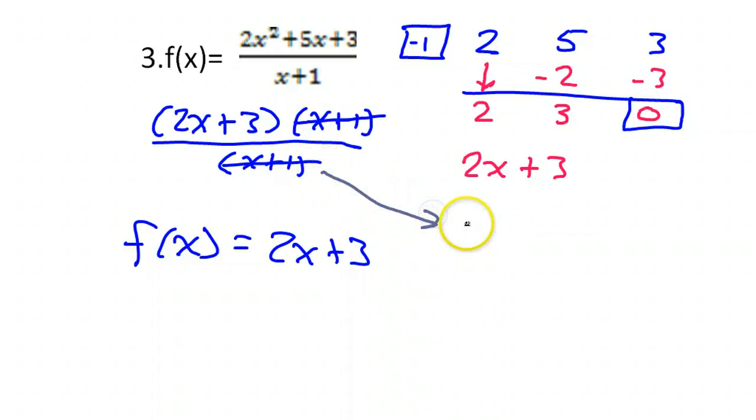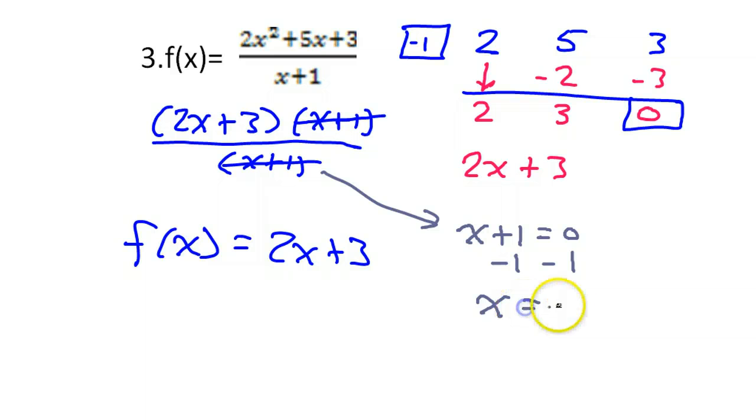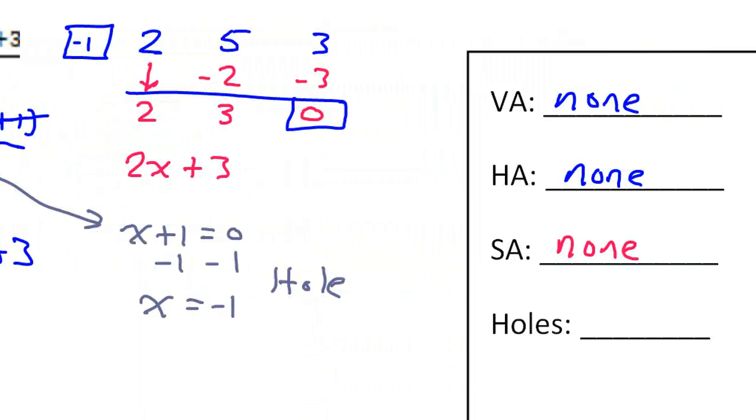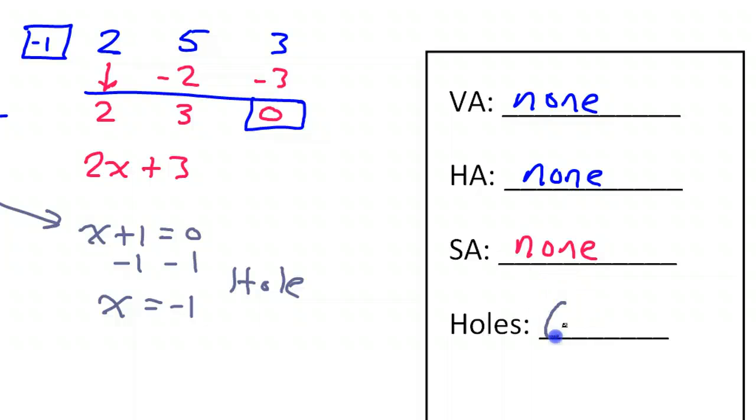Okay, if I take this x plus 1 and set it equal to 0, subtracting 1 from both sides, we are working on a hole. That tells us that there is a hole at negative 1. Negative 1 comma something. I just need the y value to go with it.